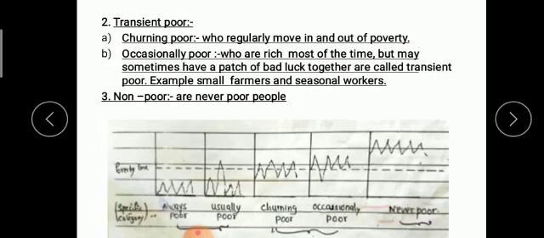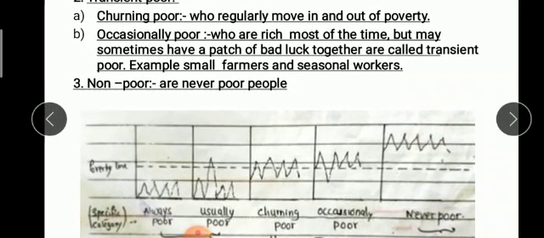Non-poor means who are never poor. They are always above the poverty line. So here there is a diagram that shows you. You just see here.